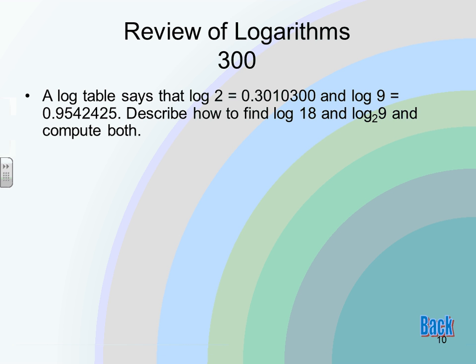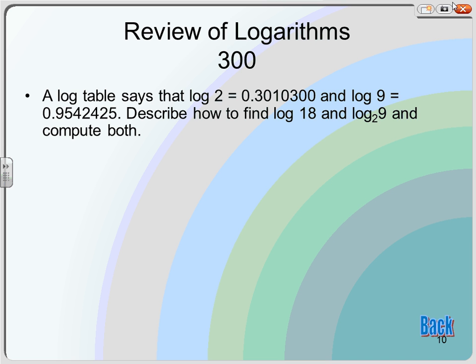Okay, the next one says a log table says that log base 2, or sorry, log of 2 equals 0.30103 and log of 9 equals 0.9542425. Describe how to find log of 18 and log base 2 of 9. Right, I didn't do this with you guys. I didn't have you use log tables, but a lot of times I'll have you guys use log tables. Before we actually had calculators, this is how you calculated logs. It wasn't very fun, but it did the job.